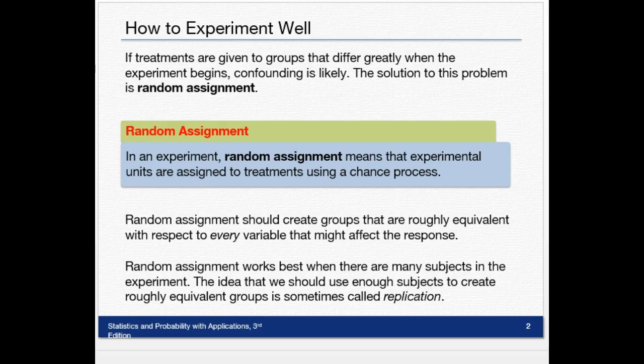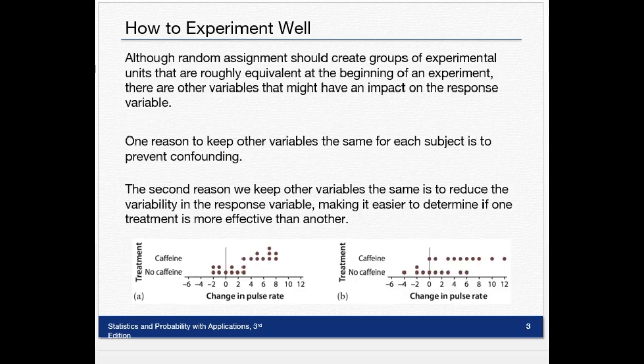The random assignment should create groups that are roughly equivalent with respect to every variable that might affect the response. Random assignment works best when there are many subjects in the experiment. The idea that we should use enough subjects to create roughly equivalent groups is called replication. It's not good enough just to have two. You really need a lot more than that. Okay?